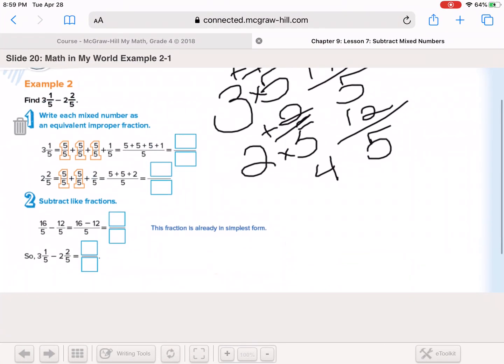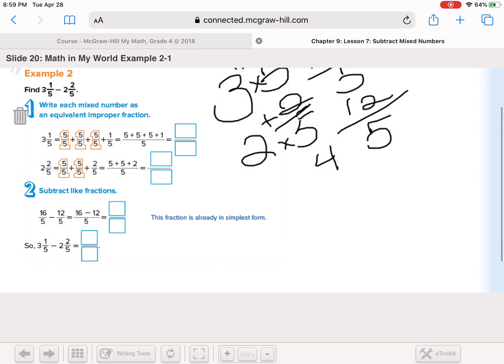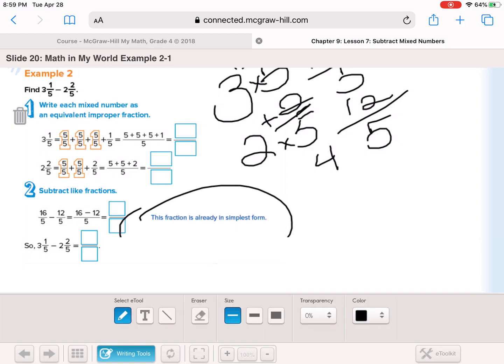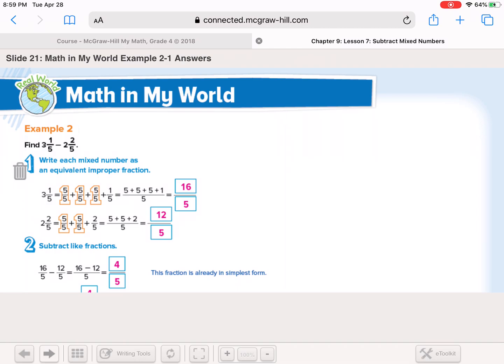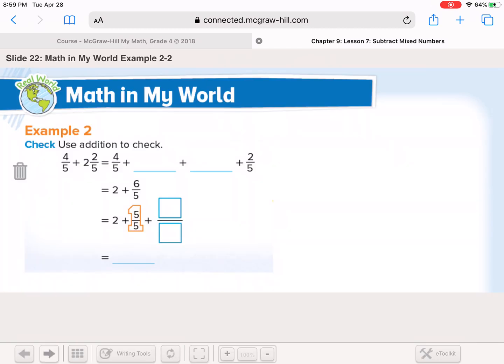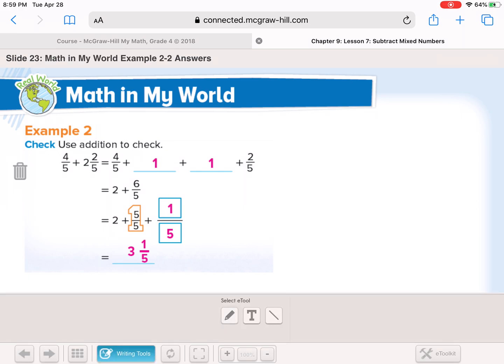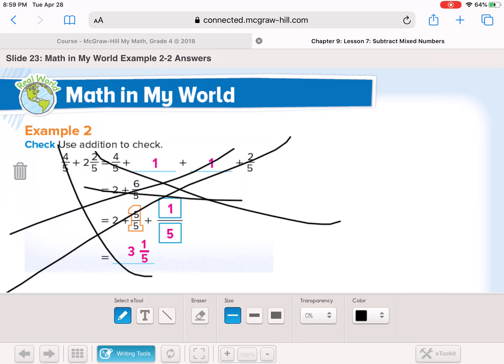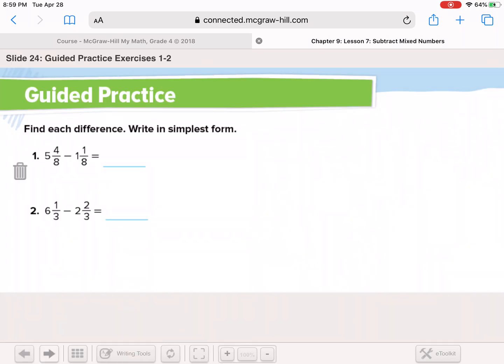So that's why they said, oh, this is already in lowest terms. See, this fraction is already in simplest form. It says it right here. Okay. 4/5. We're not going to use addition to check. We are not going to do that. Look, I'm going to go, nope. Makes me angry. Okay, guided practice. We're here already. Boom, boom, boom.